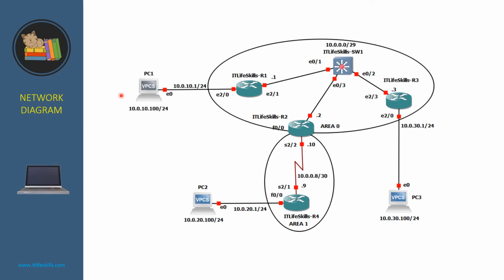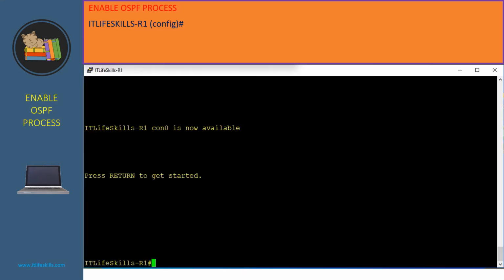All the routers and PCs in this network have been configured with the IP addresses correctly. They are up and running. Now we need to configure OSPF on IT LiveSkill Router 1. The first step to configure OSPF is to enable OSPF process.